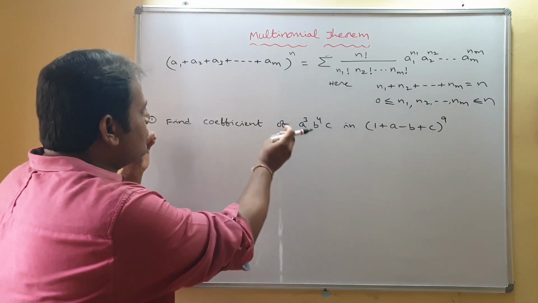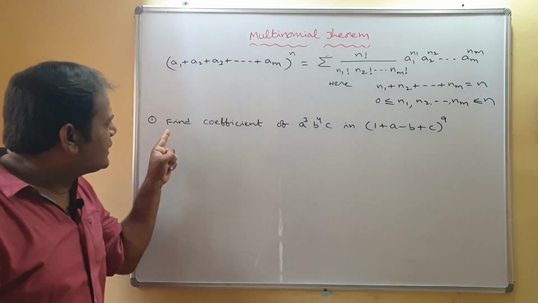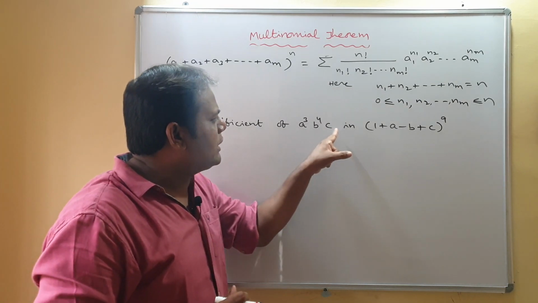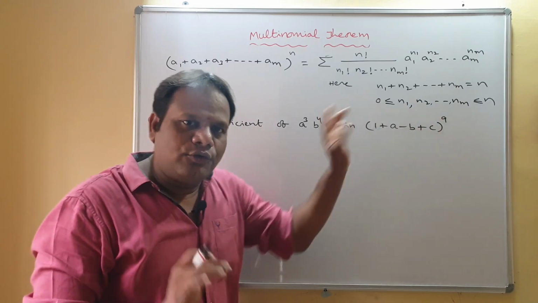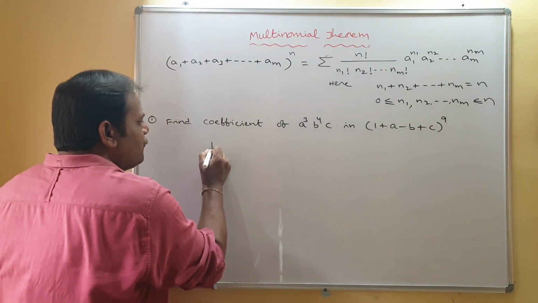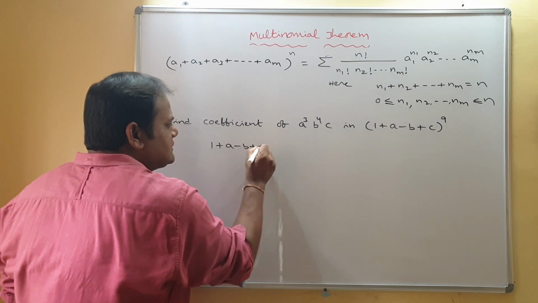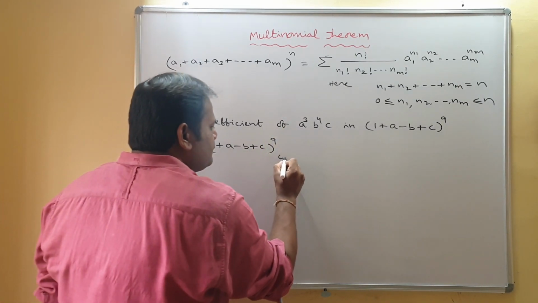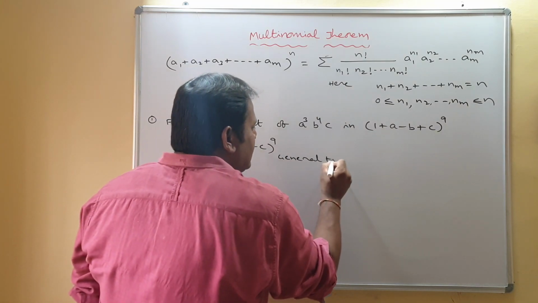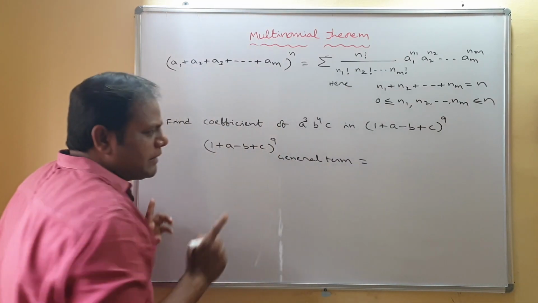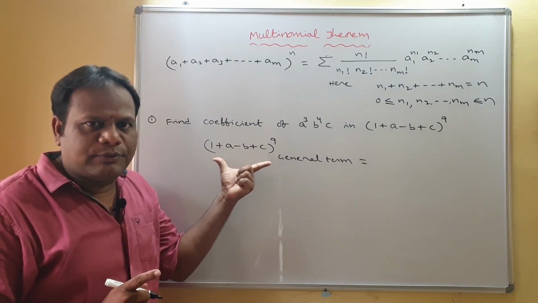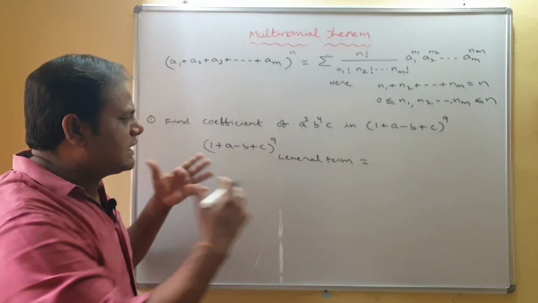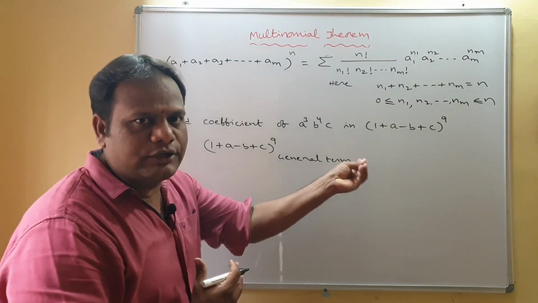Okay. Coming to this problem, what they are asking, once you observe, is to find the coefficient of a cube, b power 4 and c in this expansion. Okay, we do one thing, (1 + a − b + c) whole power 9. We write the general term in this expansion. So we use the multinomial concept. So in the multinomial theorem, what is the general term? I mean, generally how the terms will be. I am going to write that term.